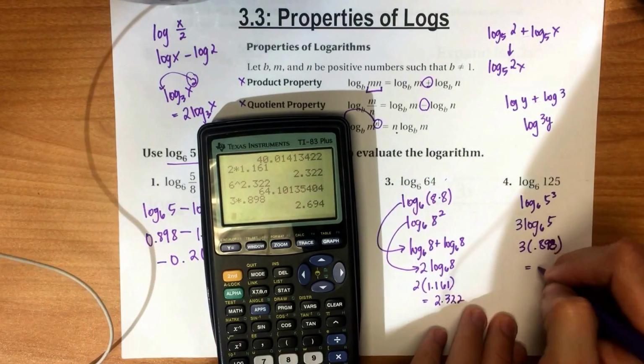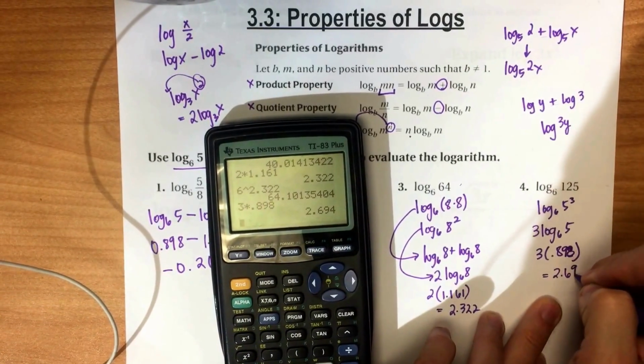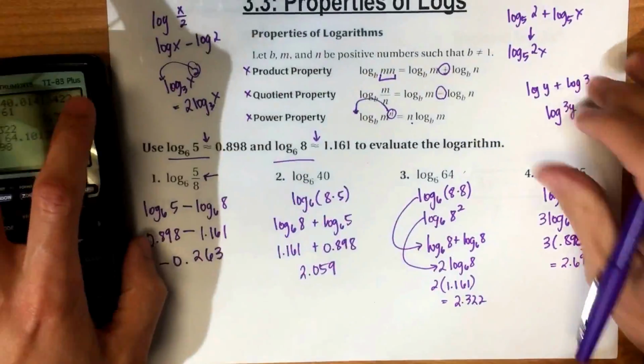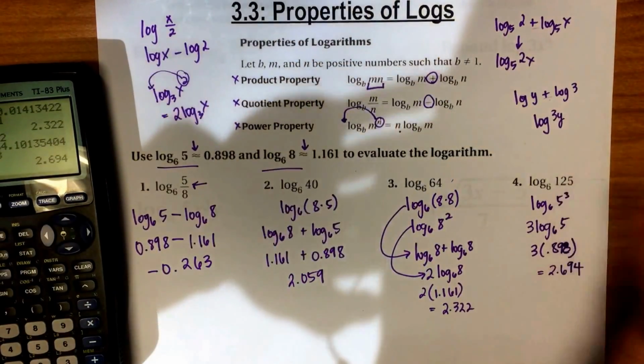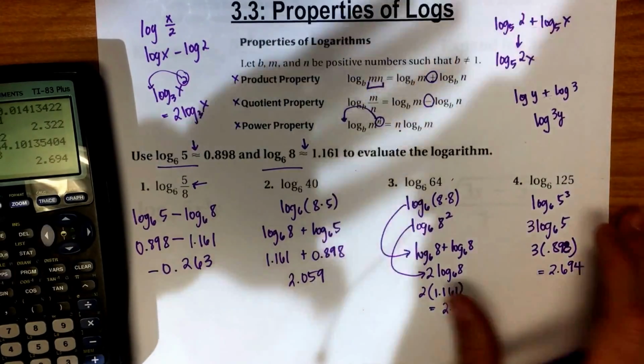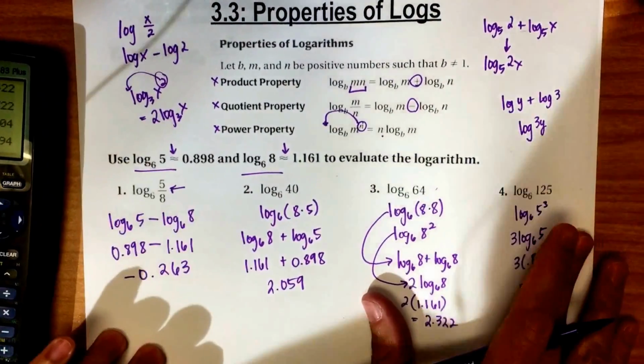We get a value of 2.694. And again, keeping in mind, this is the power of 6. That's going to give you approximately 125. Okay, so there are your numerical examples.